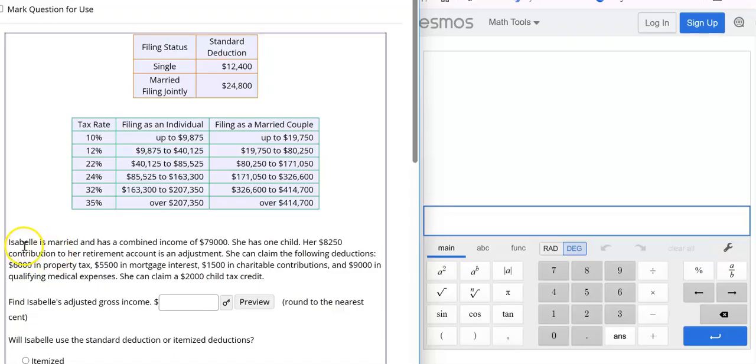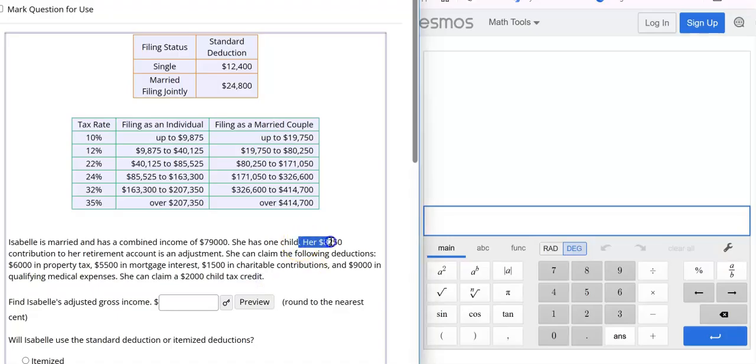But notice that in this question, Isabella is married and has a combined income of $79,000. So pretty much she's filing as a married couple. So we are interested in this last column in this second table. Okay, she has one child. That's very important because she's getting a $2,000 tax credit for the child.